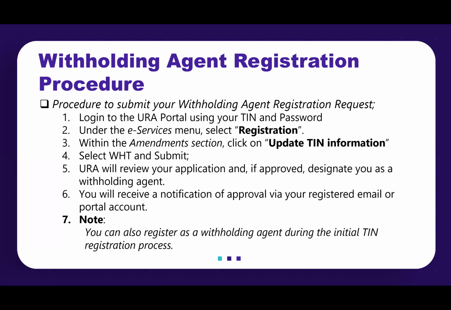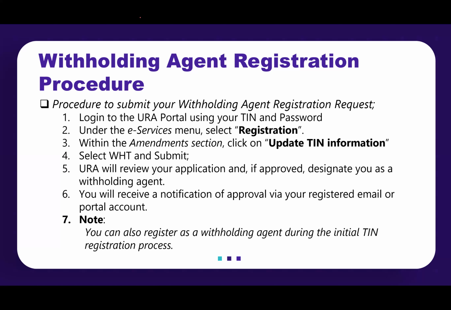when you want to be registered as a withholding agent, the procedure is quite simple. You go to the URA portal, log in using your TIN and password. I'm going to show you that practically here. Under the e-services menu, select registration. Then within the amendment section, click on update TIN information. Select withholding tax, then you submit. So what are we doing here? We are amending your registration details to include withholding tax.